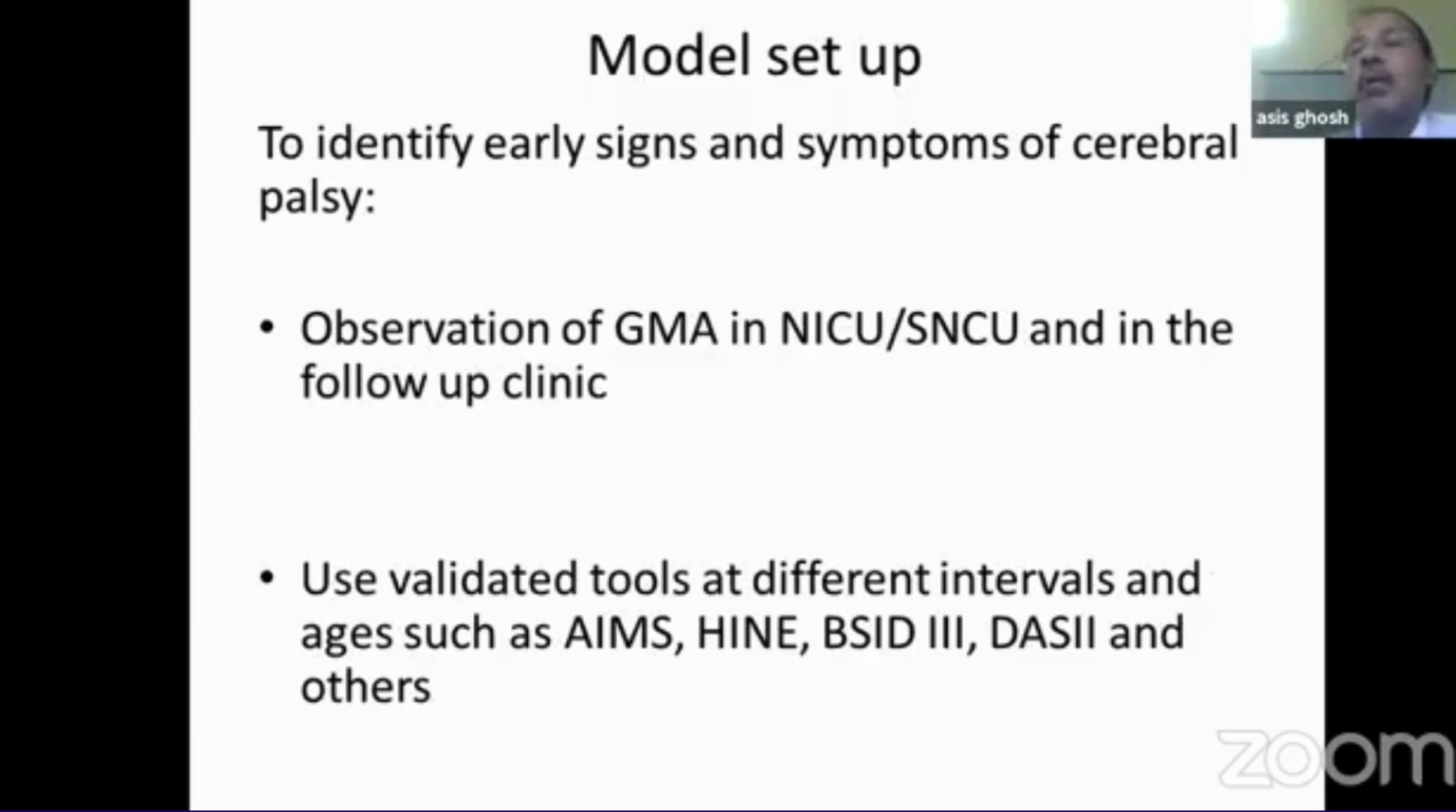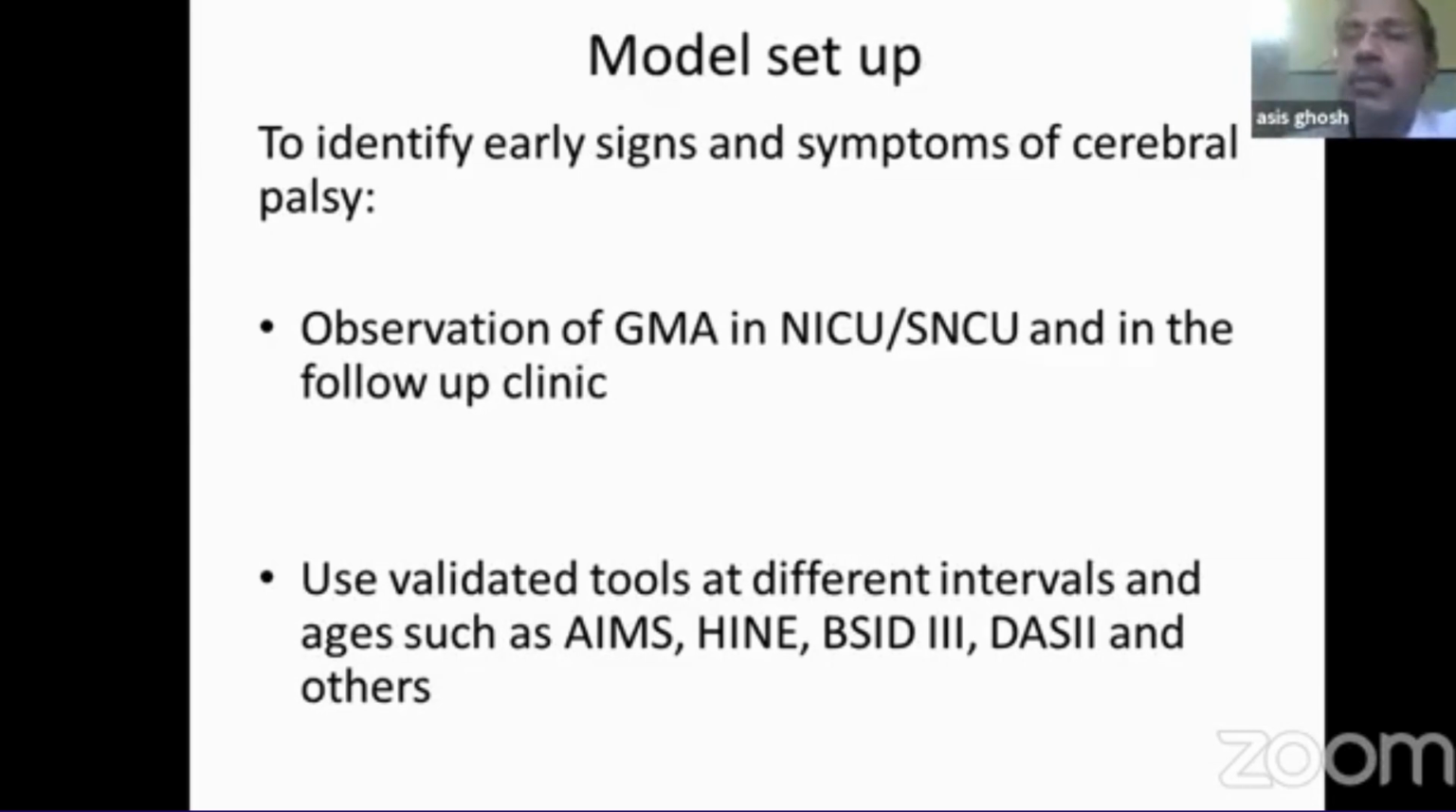So now you are in a model setup. You are in a tertiary care hospital where the facilities are available, trained manpower is available. So there are two very commonly used tools. One is general movement assessment, the work of which has been done by Dr. Prechtl in Austria.